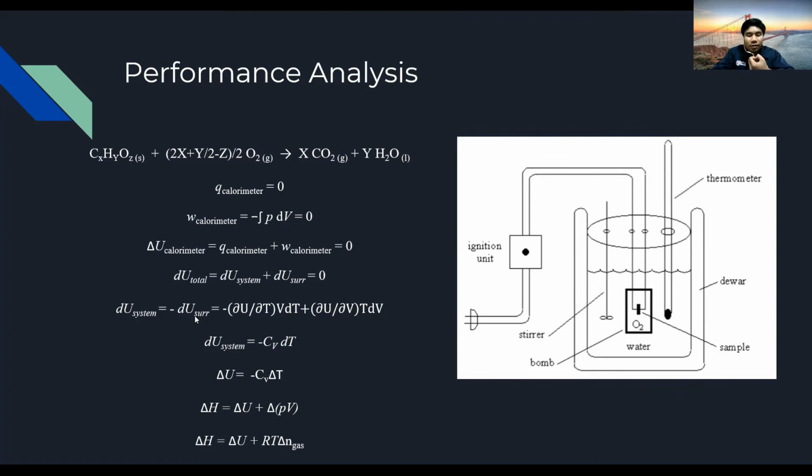And by the definition of enthalpy, change of H equals change of U plus change of PV. And there is very little expansion work done by condensed phases, so change of PV is approximately equal to 0 for solids and liquids. And if we assume the gas to be ideal, this yields delta H equal to delta U plus RT times change of number of moles of gas.